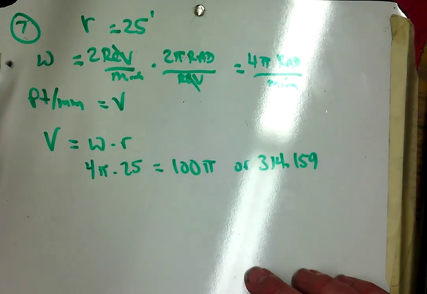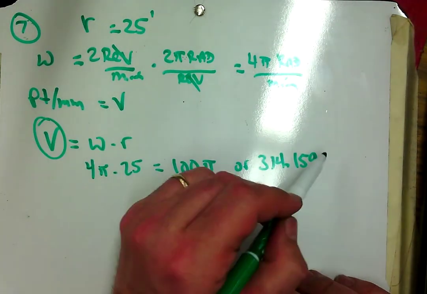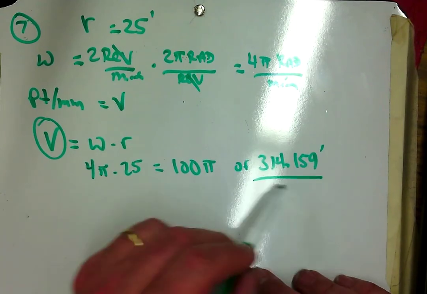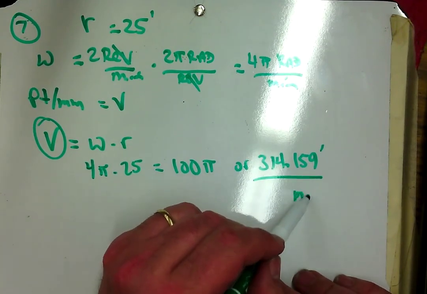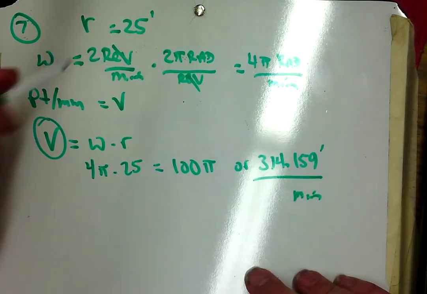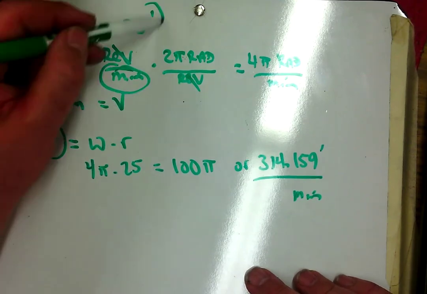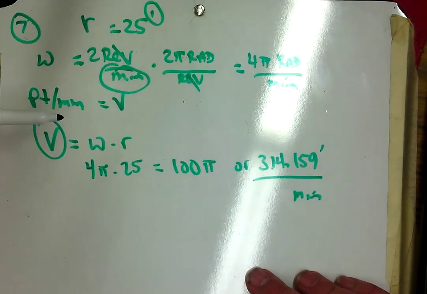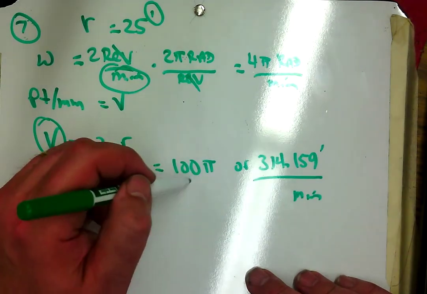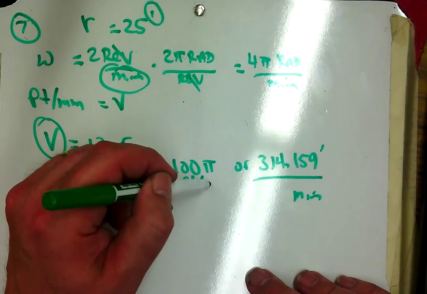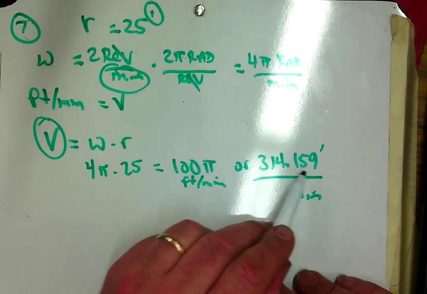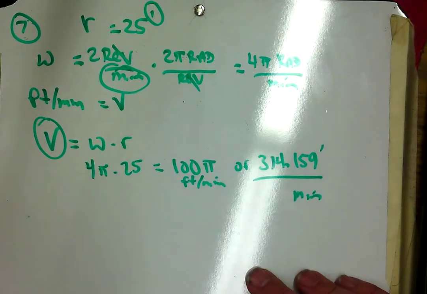314.159. And what are the units here on this? Well, they're feet per minute, because minutes were our time unit and feet were the units on our radius. Okay, 100 pi feet per minute, or 314.159 feet per minute. Here's problem number 7. What about problem number 8?